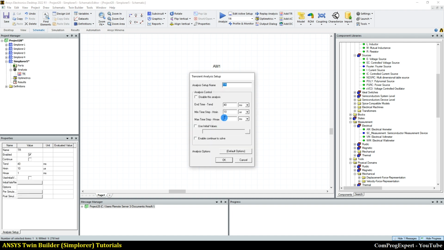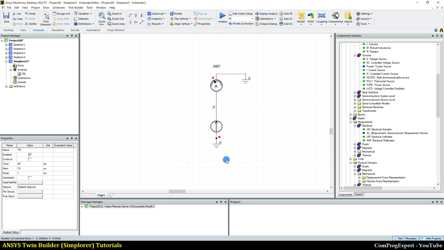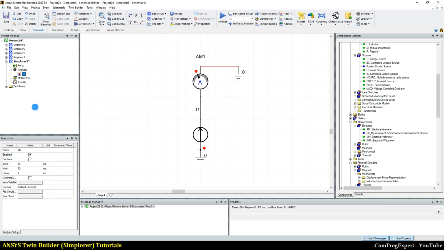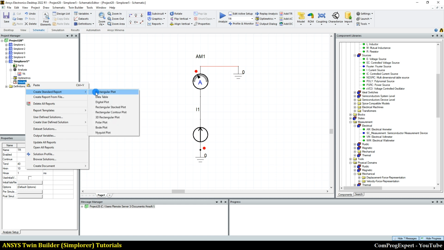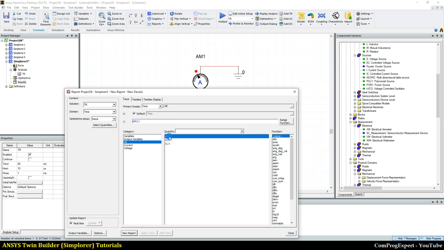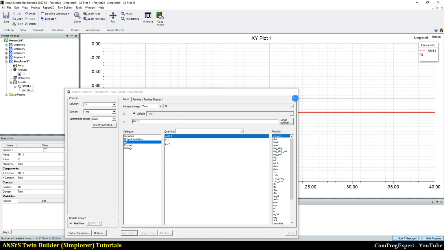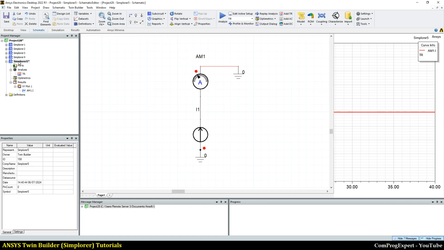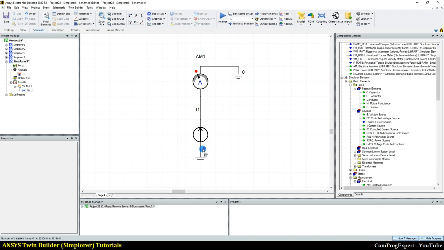And here we have the simulation time. By default, I run the simulation, analyze. I want to measure the current of this current source. So report, rectangular plot, ampere meter 1 dot I, the current. As you can see here, the value of current is negative 1. What is the reason? Because the current enters the element from the dot point, so here this is in the reverse direction.